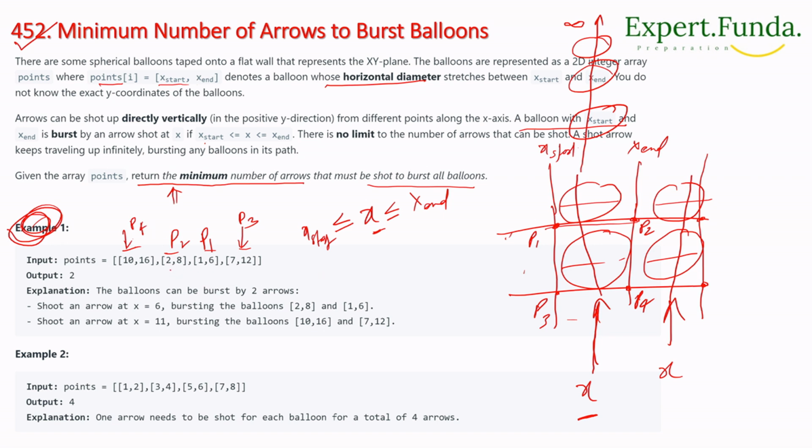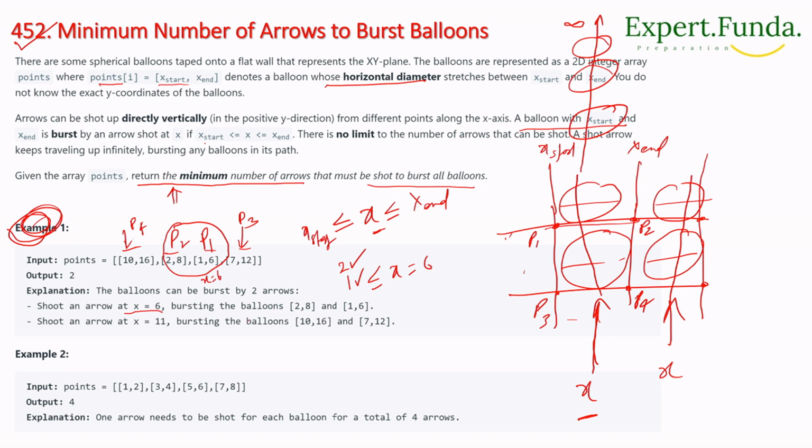If we take p1, p1 is at 6. Okay, so in the example it is saying if we take x equal to 6, it means x is greater than or equal to p1.1 and p2.2. It is greater than both, greater than 2 and greater than 1 also, right? That's why we will choose these two at x equal to 6.